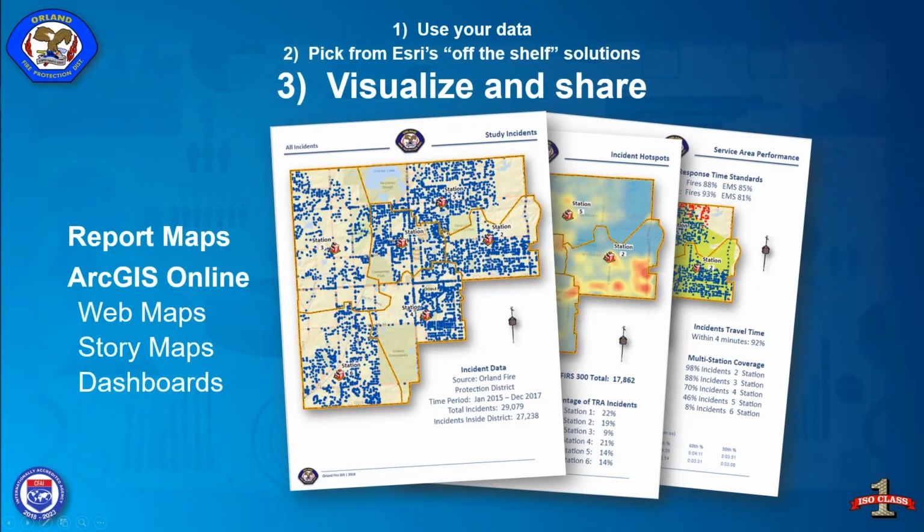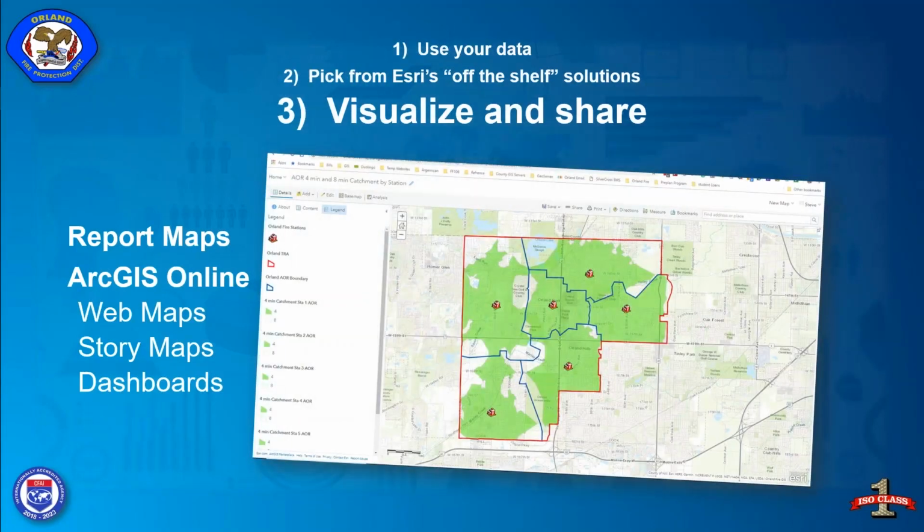And so that was using the report maps, and we also have our ArcGIS Online account, and we use it to make a lot of web applications and web maps, and we created a group for accreditation, and anybody who was involved in accreditation had access to the data, and they were able to make their own maps from there.